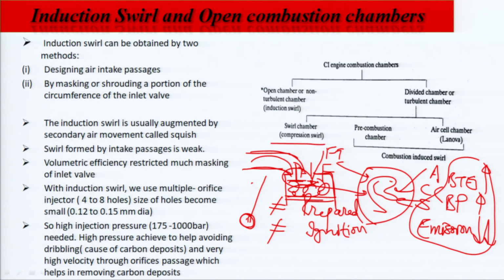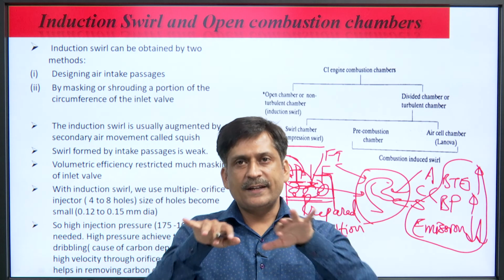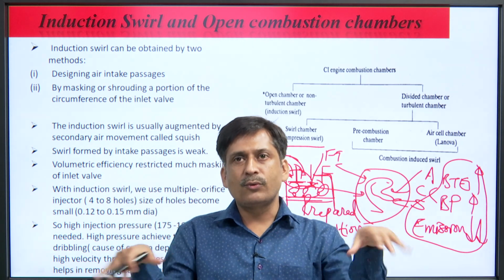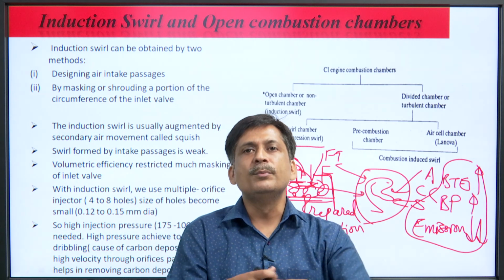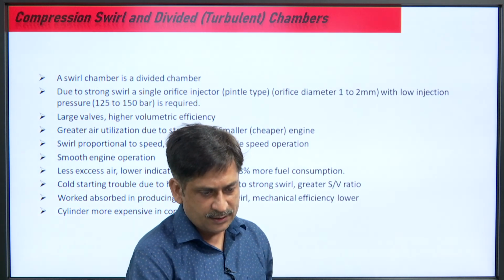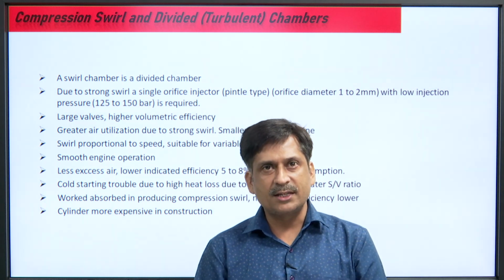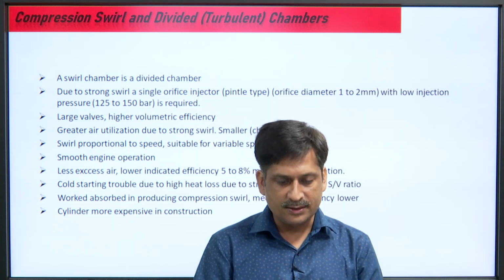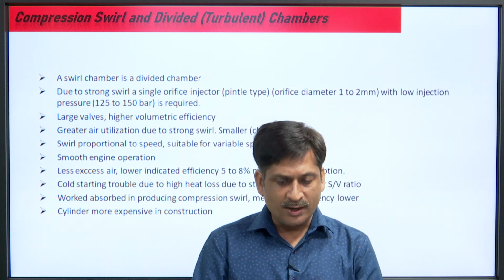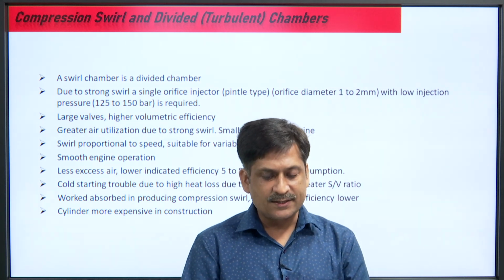And another two types, because after combustion what happens? We combust that air fuel mixture. Combustion also creates exhaust, and that exhaust created can also help to mix the air fuel ratio instantaneously. So, here a swirl chamber is a divided chamber, we will see in the later slide. And due to strong swirl, a single orifice Pintle type injector with low injection pressure is required.